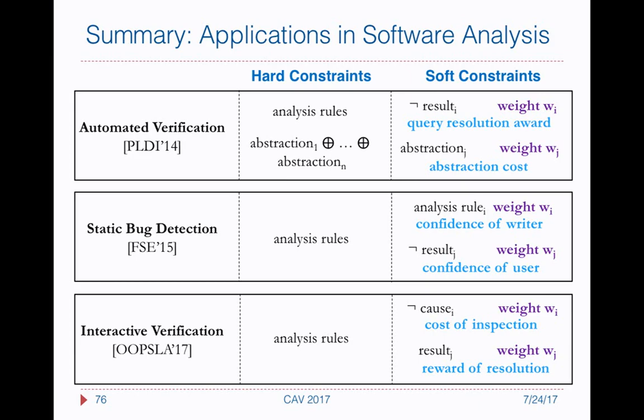And finally, in the interactive verification application, because we want soundness, we kept all the rules hard. But now we assigned a weight dictating how much reward we want to give for resolving each alarm, and how much cost we want to charge for each question that we ask the user. And although I used a very simple cost model here, which is that the cost of inspecting each cause is the same as any other cause, and likewise that the cost of inspecting an alarm is the same as that of inspecting a cause. In practice, you can imagine a crowdsourced, data-driven approach where all of these weights are learned automatically over time to improve the user effort even further.